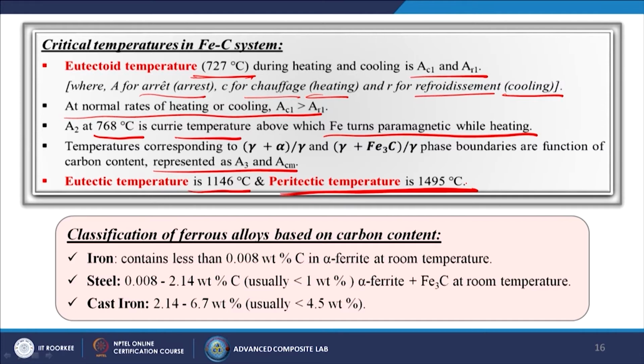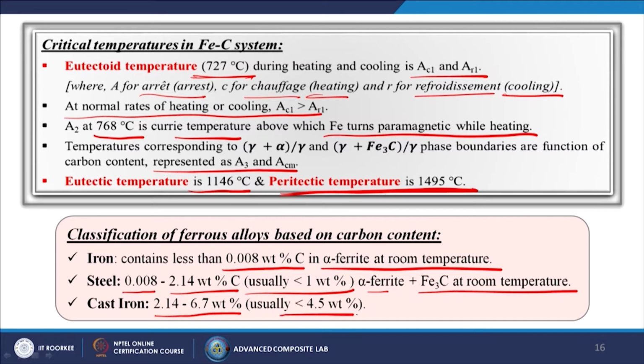Now, what is the classification of ferrous alloys based on carbon content? Iron contains less than 0.008 weight% of carbon as alpha ferrite at room temperature. From 0.008 to 2.14 weight% carbon, usually less than 1 weight%, it is alpha ferrite plus Fe3C at room temperature. In cast iron the carbon percentage generally varies from 2.14 to 6.7 weight%, usually less than 4.5 weight%.